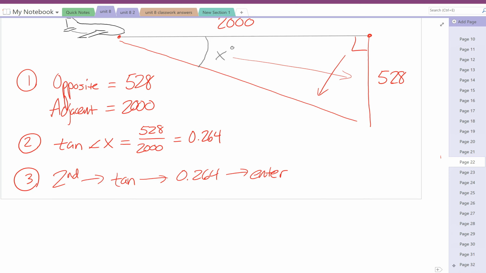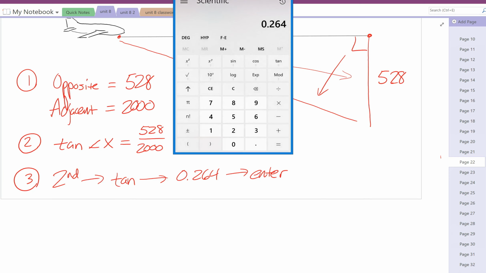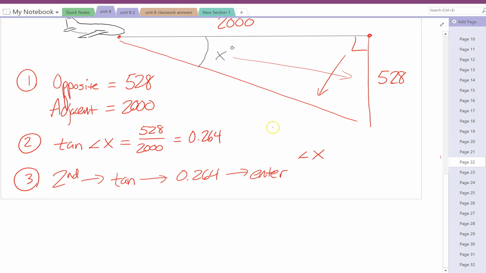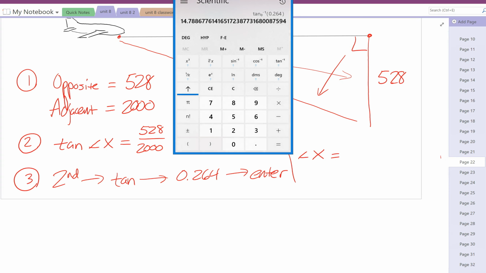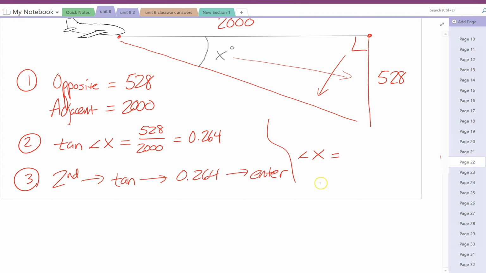enter. And again, the keystrokes on my calculator are a little bit different than yours, but basically, you should get like 14.79 degrees. So basically, angle x would need to be about 14.8 degrees. You can round it however you want. Okay, so what this is saying is that if that pilot wants to land in 2,000 feet, and right now he's at 528 feet, he's going to need to start diving at an angle of depression that's 14.8 degrees.